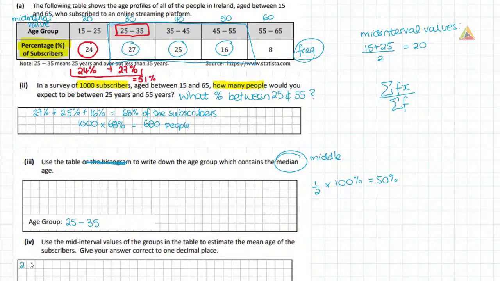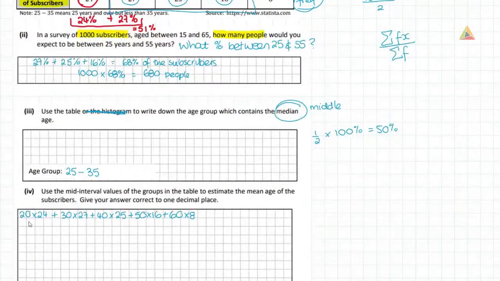So we're going to be saying there are 24 people, or percent of people, that have an average age of 20, and 27% that have an average age of 30, and 25% that have an average age of 40, and 16% that have an average age of 50, and 8% that have an average age of 60. So that's going to be our top line. And then we're going to be dividing by the sum of the frequencies. So the frequencies were 24 plus 27 plus 25 plus 16 plus 8. And the sum of the frequencies should be 100 because it's 100%.